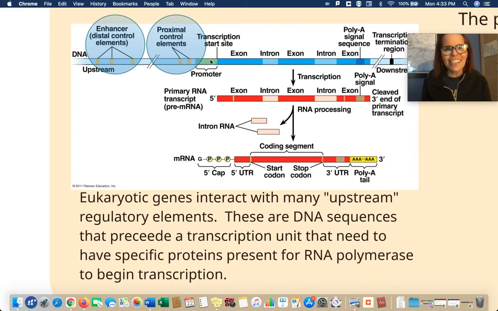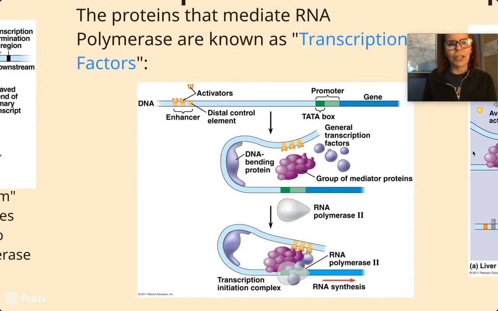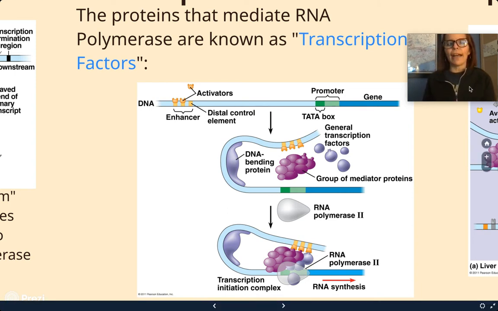Remember, there's exons and introns that need to be spliced out, which we'll look at a little bit later. And don't forget the addition of the methyl cap, the 5' cap, and the poly A tail, which is leading to our mature mRNA. But we're more concerned right now with these proximal and distal control elements. That's what we're going to be looking at right now. So the proteins that mediate or control RNA polymerase are known as transcription factors.